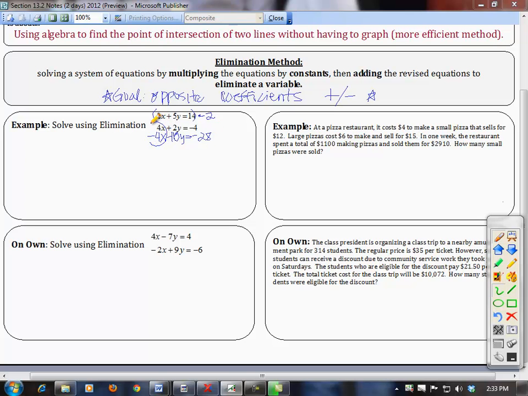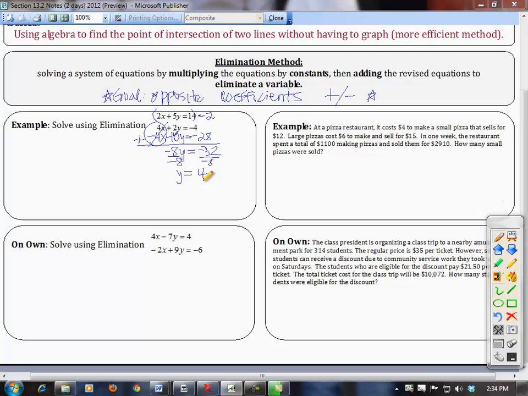And when I have the opposites, my method, and this is just me, is to circle my opposites. Because here's what's going to happen. I'm going to add these two down, and 4 plus negative 4 is 0, and so I can cross them out. So I add down again. 2 plus negative 10 is negative 8y equals negative 4 plus negative 28 is negative 32. So I can now solve this equation. I divide each side by negative 8, and I get that y is, well, negative 32 divided by negative 8 is a positive 4.